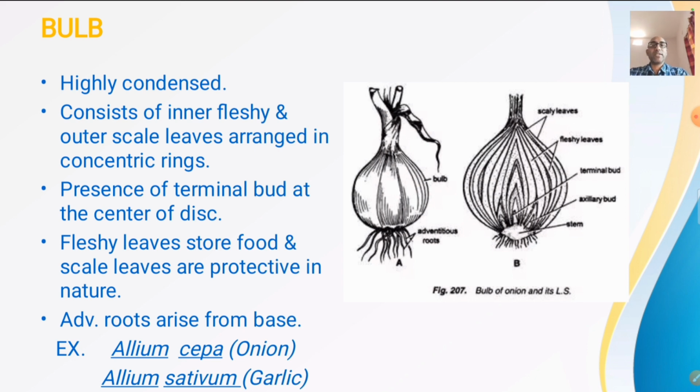So examples are Allium cepa and Allium sativum. Allium cepa is onion, and Allium sativum is garlic. Okay.